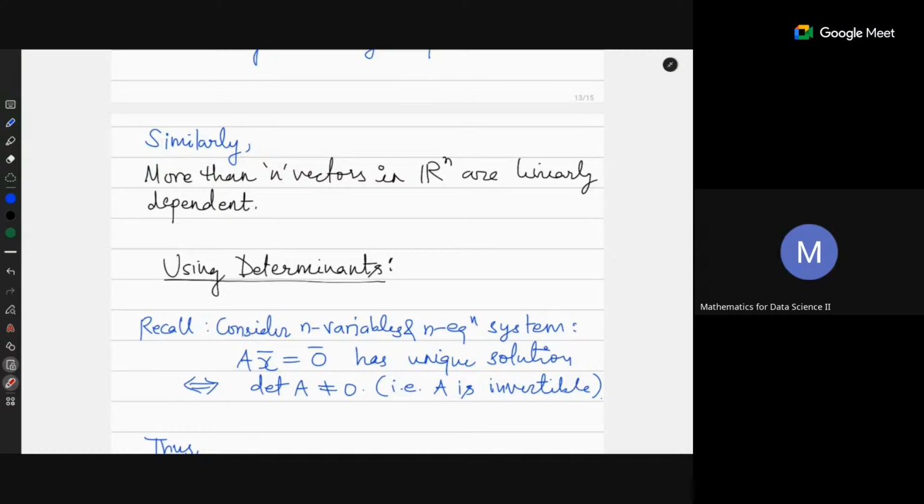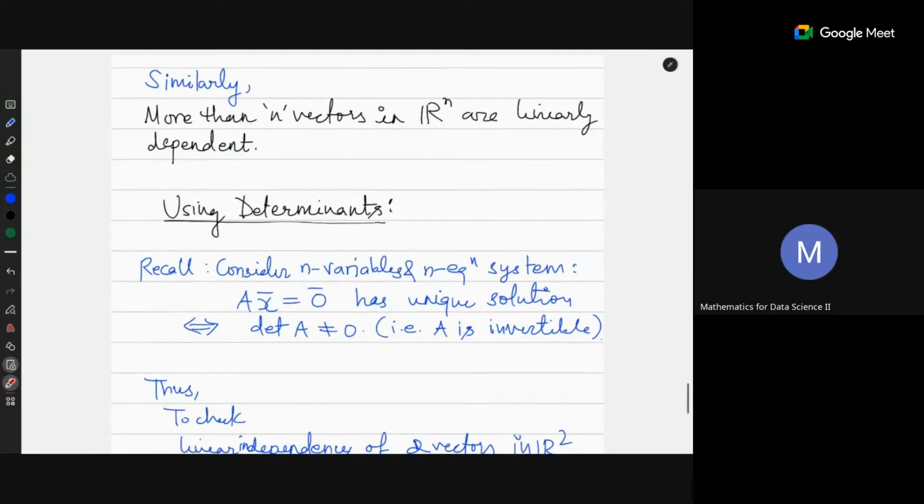Exactly. Good. So in order to work with determinants, you need to work with a square matrix. In other words, your coefficient matrix has to be a square matrix, which is the same as saying that the number of variables should be equal to the number of equations. That means n is equal to m. All right, no doubt. Good.